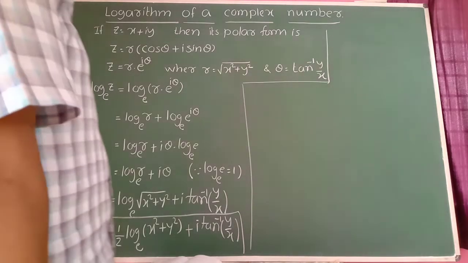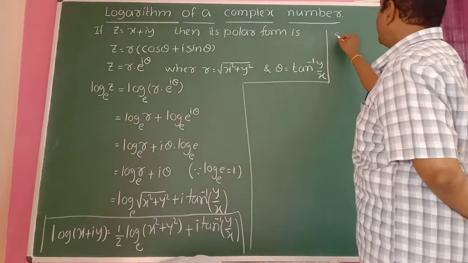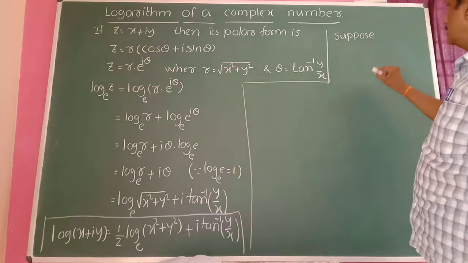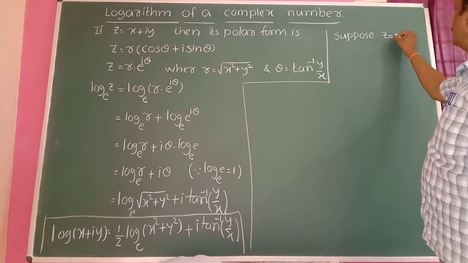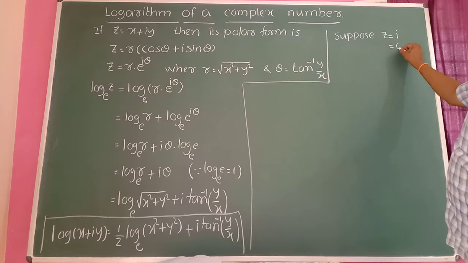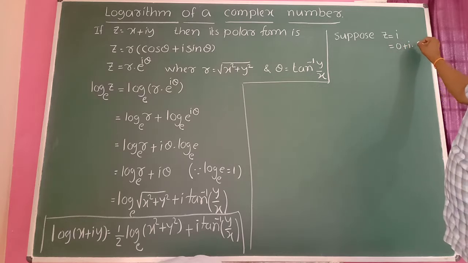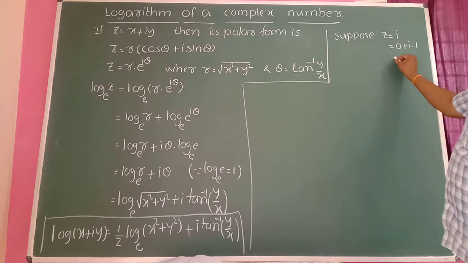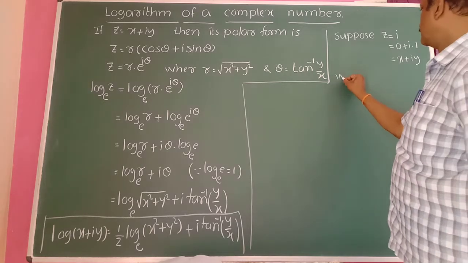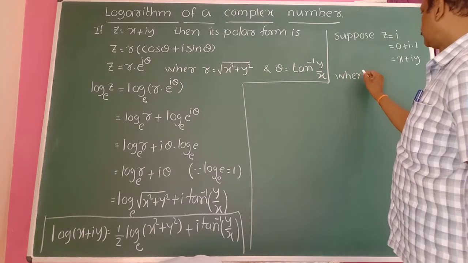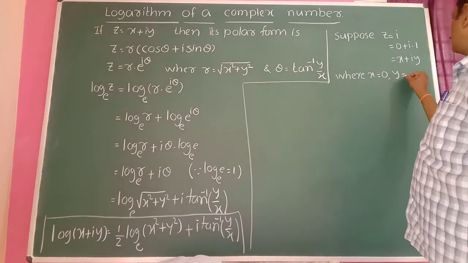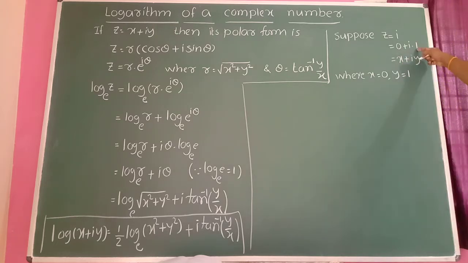Suppose the complex number is z equal to i. Then this i can be written as 0 plus i into 1. Then obviously this can be written as x plus i into y. So x is equal to 0 and y is equal to 1. Then compare here, x value 0 and y value 1.